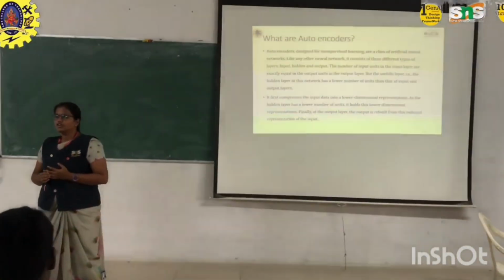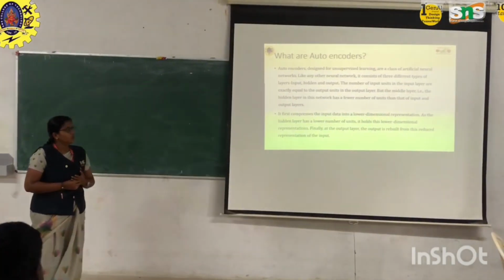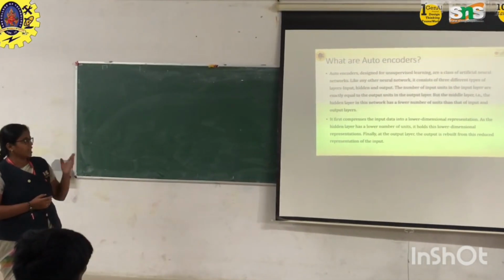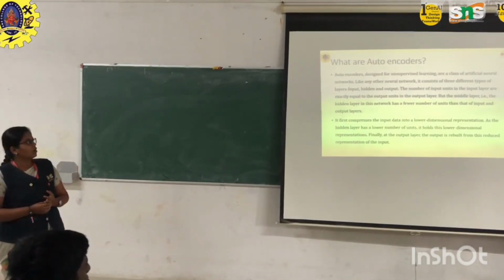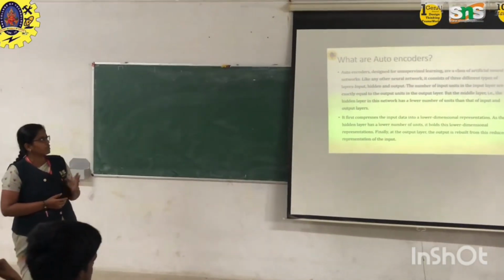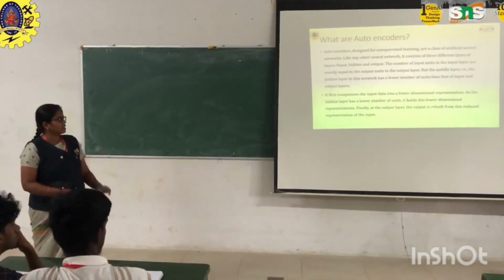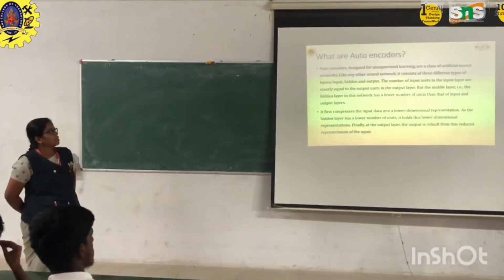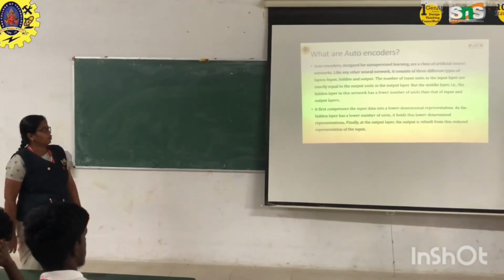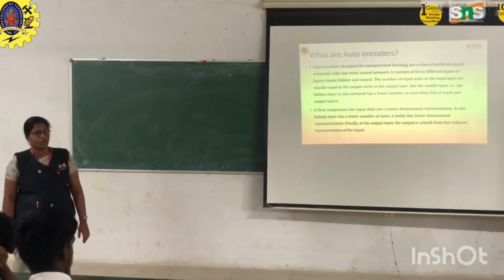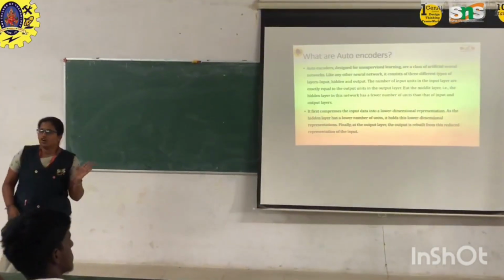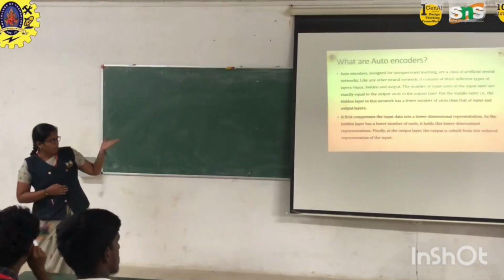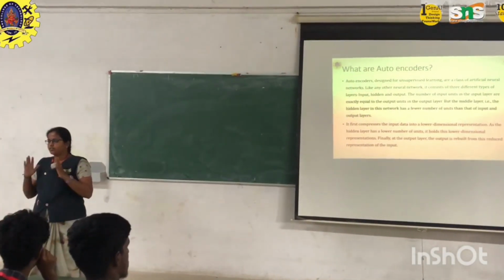Okay. Today we are going to see about autoencoders. What is an autoencoder? It is designed for unsupervised learning, a class of artificial neural networks. Like any other neural network, it consists of 3 types of layers: input, hidden, and output. The number of nodes in the input layer is exactly equal to the number in the output layer. For what purpose are we using an autoencoder? To find out the output that we decided to get.